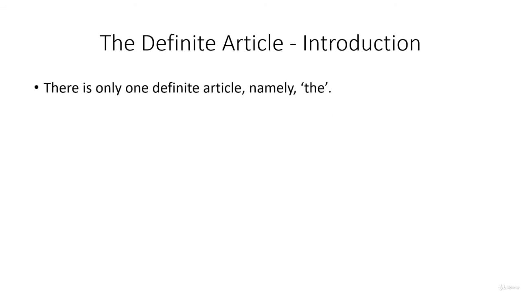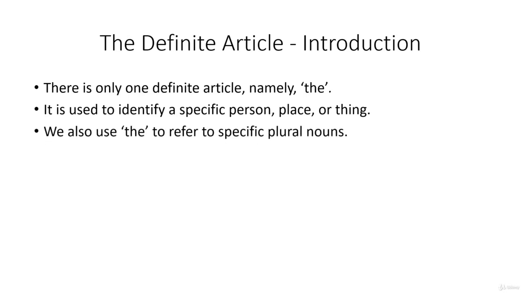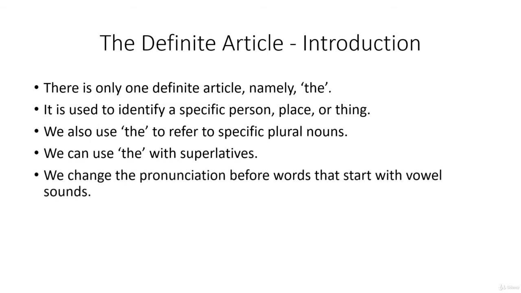This lesson is on the definite article. There is only one definite article, namely "the". It is used to identify a specific person, place, or thing. We also use "the" to refer to specific plural nouns. And we use "the" with superlatives. We change the pronunciation of "the" before words that start with vowel sounds.